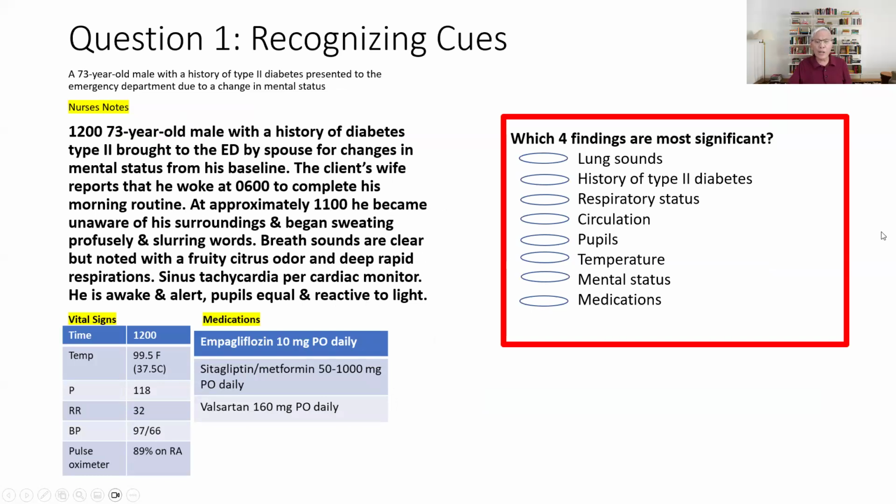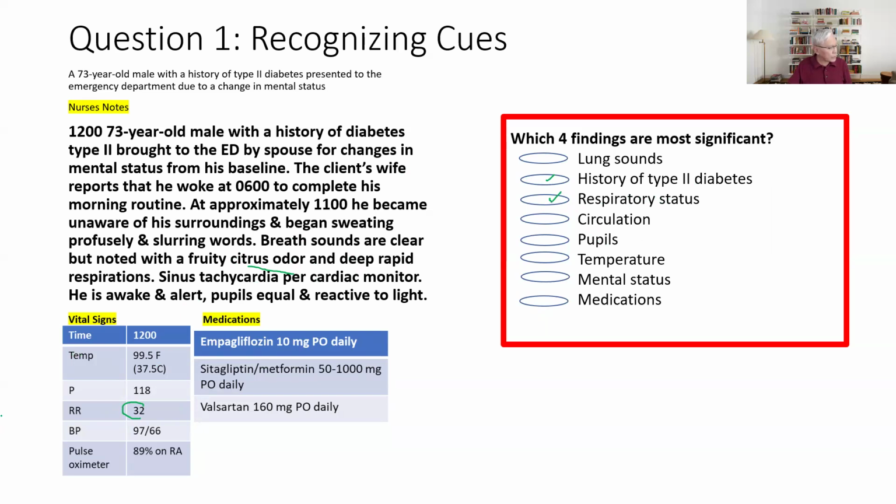Which 4 findings are the most significant? Okay. Breath sounds are clear. So the lung sounds are not significant, correct? How about history of type 2 diabetes? Yes. Points to the fact that he might have a complication of it. The respiratory status. Remember, respiratory rate is 32, with fruity citrus odor and deep rapid respirations. So this is going to be a finding.